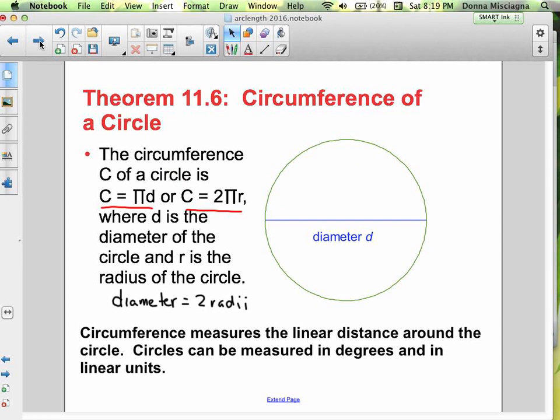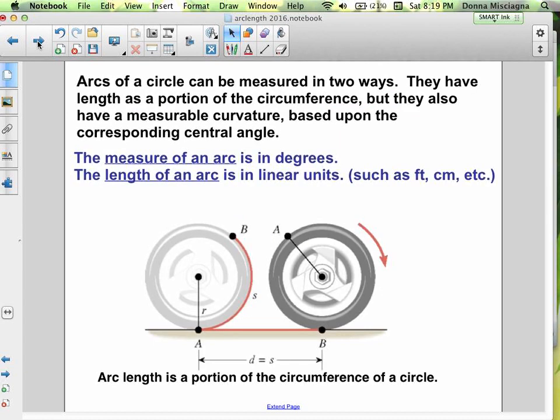The diameter is twice the radius, and the radius is half the length of the diameter. Circumference measures the linear distance around the circle. Circles can be measured in degrees and in linear units. We have been working in degrees, so now we're going to be working in linear units. Arcs of a circle can be measured in 2 ways. They have length as a portion of the circumference, but they also have a measurable curvature based upon the corresponding central angle.